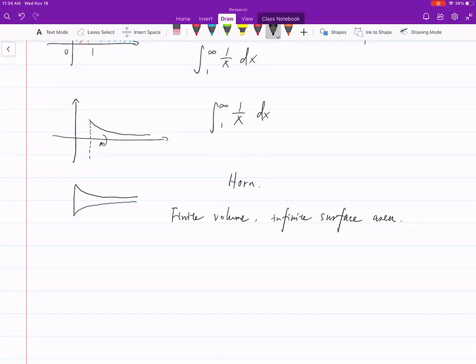Meanwhile, because it has infinite surface area, if you go to Home Depot, you want to take this horn and paint it red. You need a lot of red paint, okay? If you paint the whole horn, you could never do it because that needs infinite paint. But if you just pour the paint inside, you fill it within 4 liters. But if you paint the surrounding, it goes forever. Sounds weird? Okay, that's why this is called Gabriel's horn.